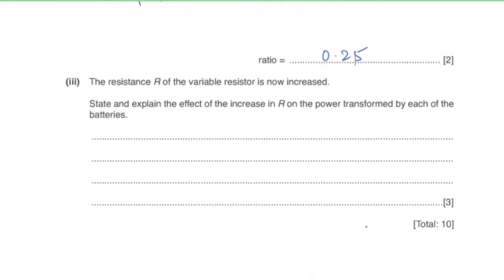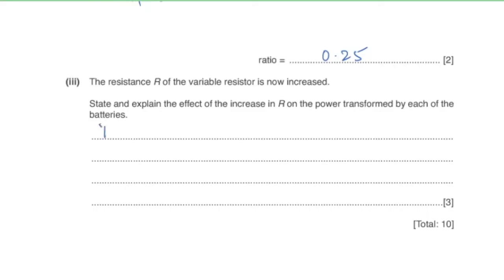Part 3, the resistance R of the variable resistor is now increased. State and explain the effect of the increase in R on the power transformed by each of the batteries. So when the resistance of the variable resistor increases, since they all are in series connection with each other, the total resistance of the whole circuit is now going to increase, which decreases the value of current across the whole loop since they are inversely proportional to each other, and as a result, power transformed by batteries is going to decrease.